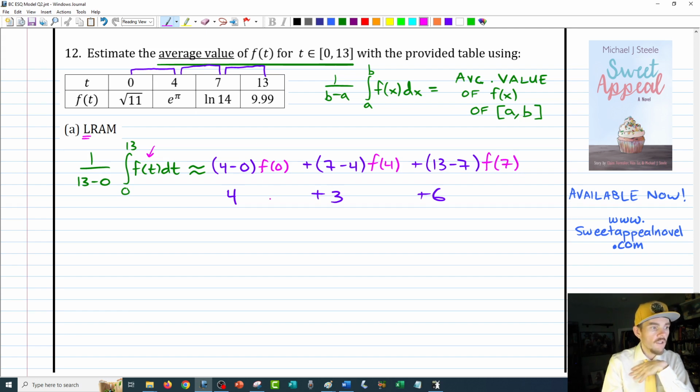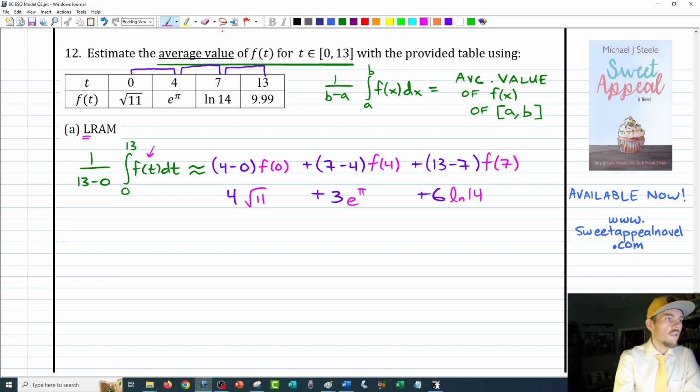Now, each of those values can come out of the table. So f of 0 is root 11, f of 4 is e to the pi, and f of 7 is going to be the ln of 14. Now, I know there's usually some snarky person out there who just wants to box that as their answer and call it in there, but that's actually not okay on this ESQ. On the actual AP exam, yeah, that would be okay. You could do that. But I want you to round this, or write your answer accurately, to 3 decimals at least. I want to see you doing that computational practice. So I do expect you to go further from here.